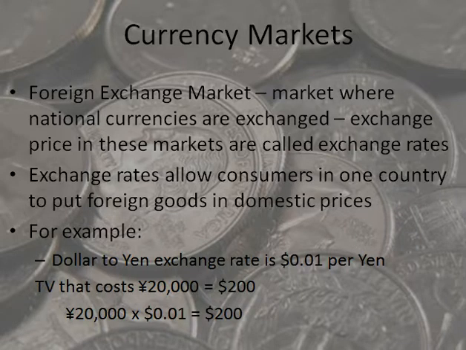prices, because currencies don't have parity or equality in value around the world, and a lot of that is based on the size of the economy, economic growth in different nations. So, for example, if the dollar to yen rate, and yen is the currency used in Japan, if the dollar to yen exchange rate is 1 penny per yen, then a TV that costs 20,000 yen in Japan would cost $200 in the United States.